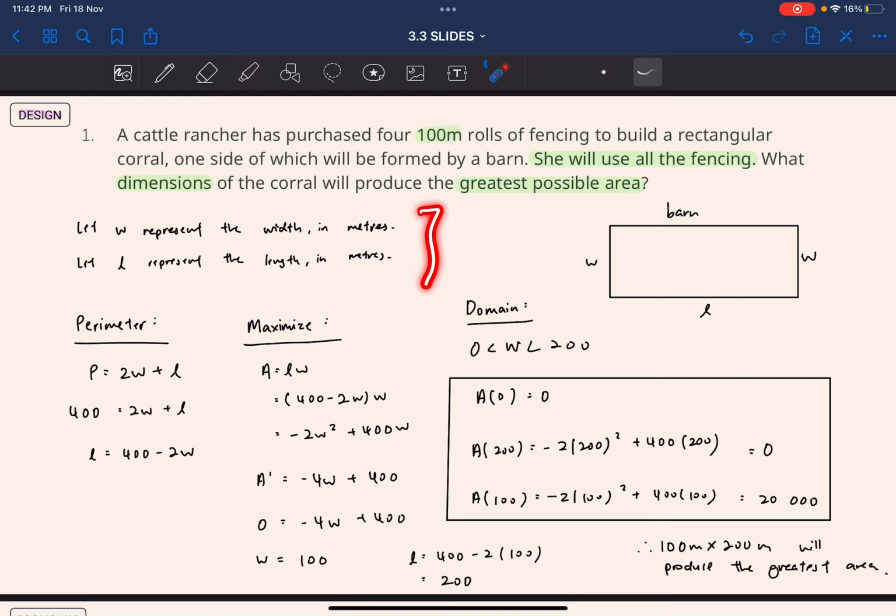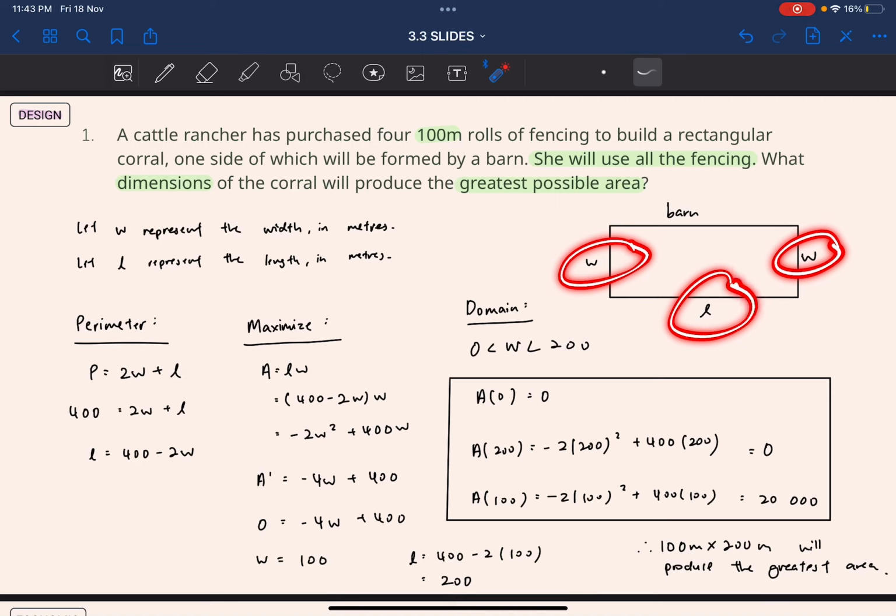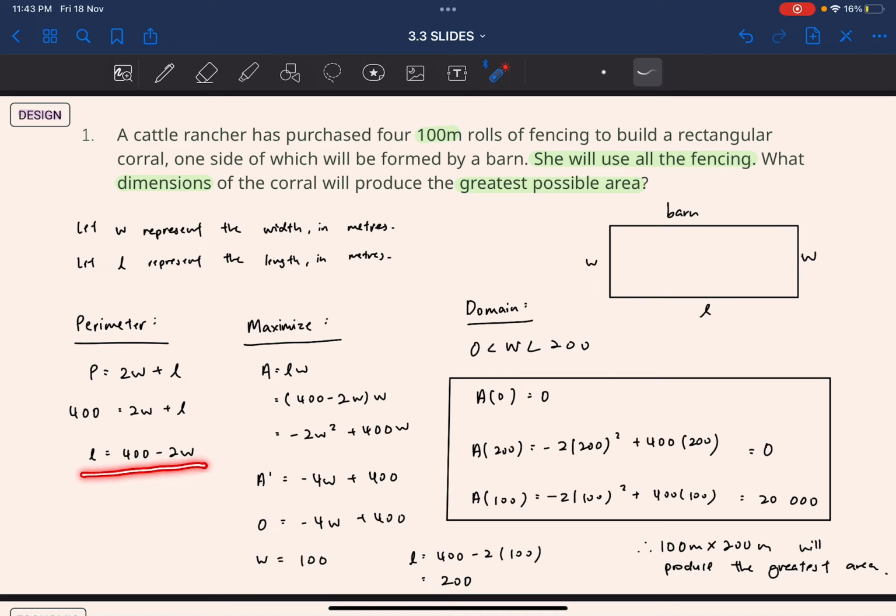I wrote my let statements: let W represent the width in meters and let L represent the length in meters. First, you have to find the perimeter. I wrote P equals 2W plus L because we have to calculate 2 of the width and only 1 of the length, because the barn will be on one side. Then we plug in 400 meters, because she said 4 100-meter rolls of fencing will be used, and all of it will be used. Then we isolate to find the length, and we have L equals 400 minus 2W.